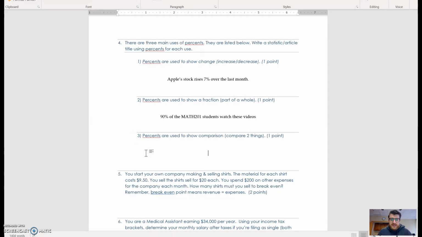The last one is usually the trickiest one for most people because it's really tied to number one. So a lot of people give me stuff like Apple's stock rises 7% here, when yes, that does show comparison, but the structure looks a little bit differently. This is where you're using 100 as the baseline, and anything that is more than is going to be more than 100. Anything that's less than would be less than 100.